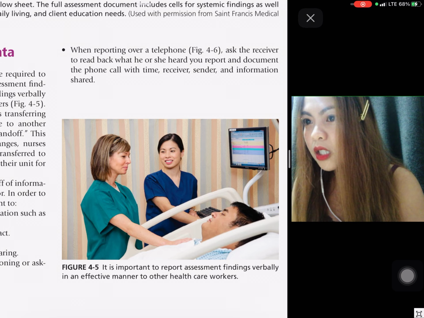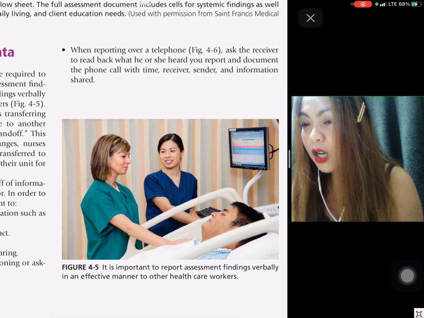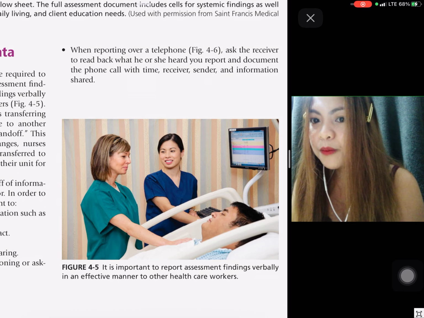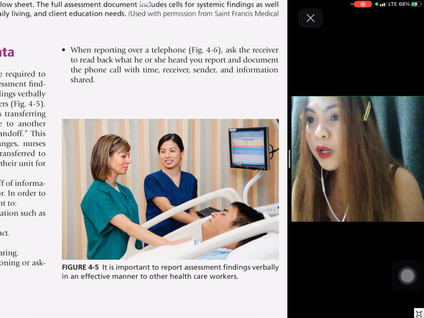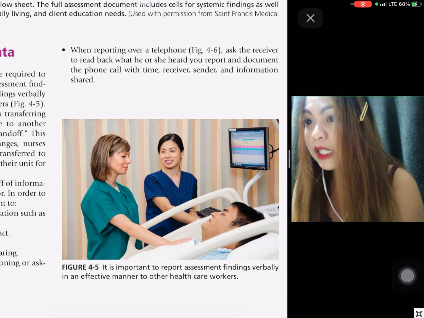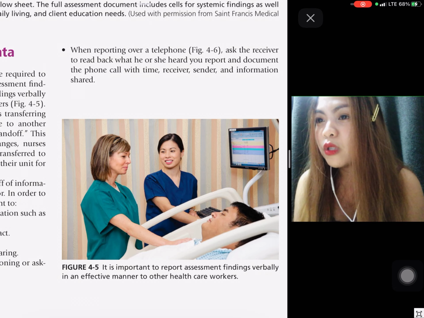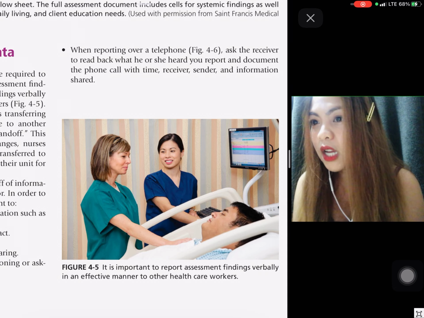Okay, it is important to report the assessment findings verbally in an effective manner to other healthcare workers. So, minsan din, pag nag-i-endorse, minsan nagkakaroon tayo ng physical endorsement. Yung pupunta talaga sa kwarto ng pasyente, endorse mo kung ano yung contraptions na nandun, anong IV, anong line, anong meron pa, like kung meron foley catheter, may NGT, anong level. So, yun. So, maganda na ma-endorse nyo ng maayos.